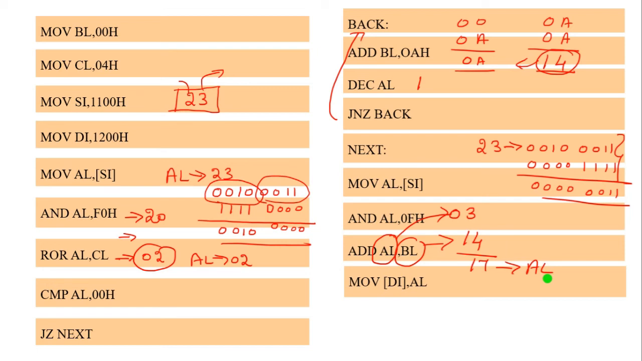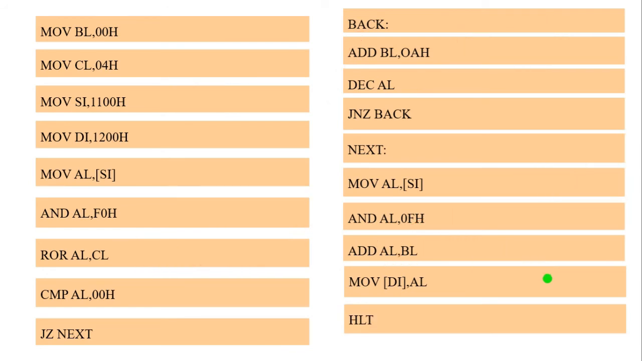The AL register value is moved into the particular memory location. The particular memory location address is 1200H. After this, the program is halted. Okay, clear? This is the final program, the overall program of the 8-bit BCD to binary conversion. The binary conversion means the result is shown in hexadecimal number, because the 8086 microprocessor shows the result in hexadecimal number.